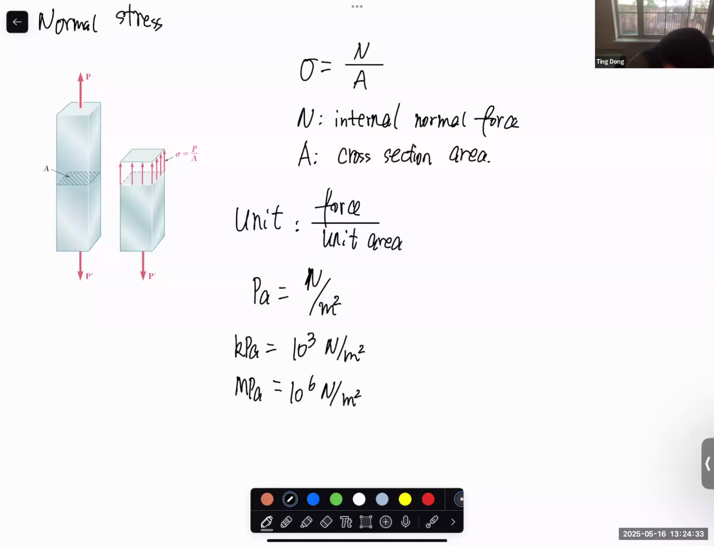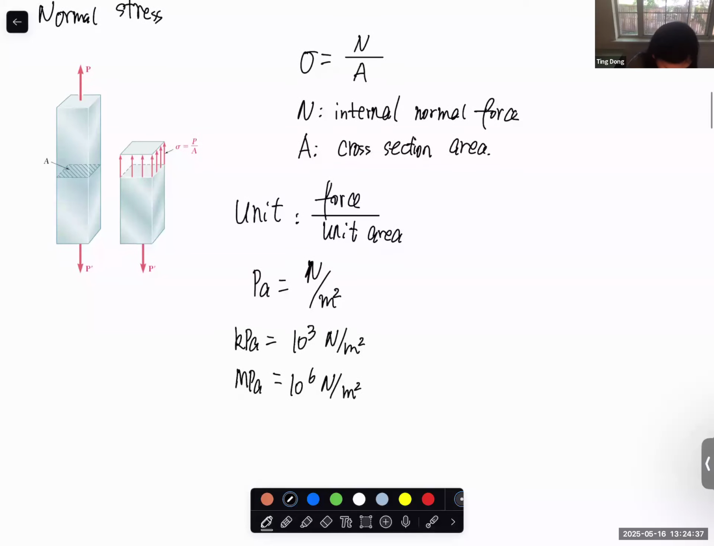And of course, if you use the foot and inch, and for force you use pound, so you have the PSI, pounds per inch square. Similarly, we have the KSI, 1,000, and MSI, 10 to the 6.